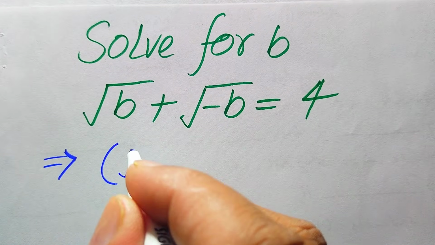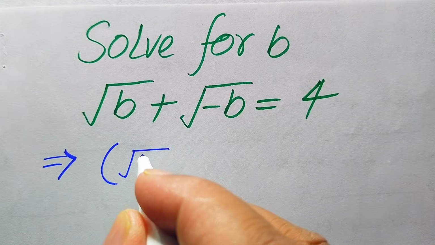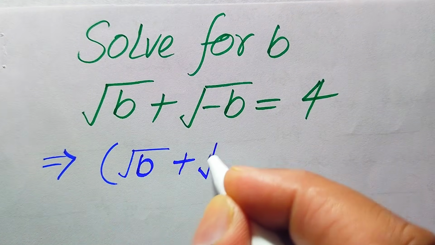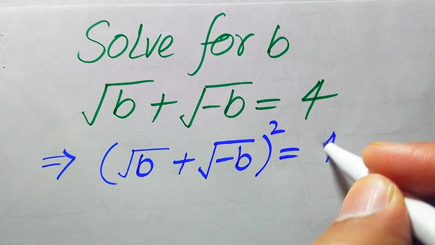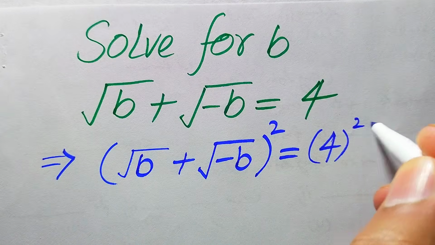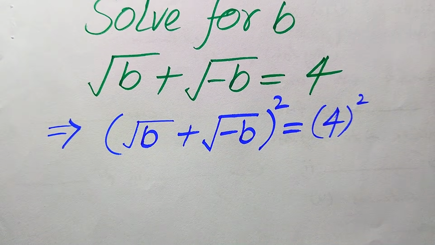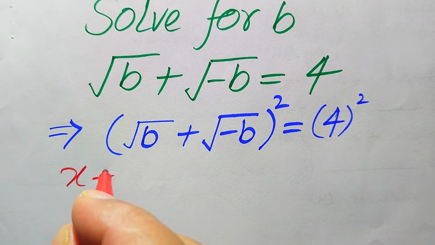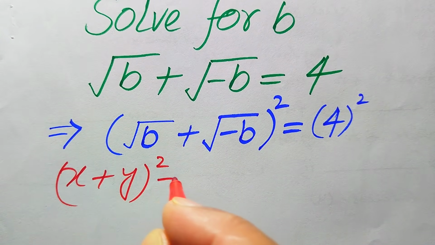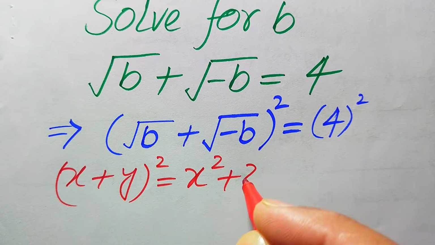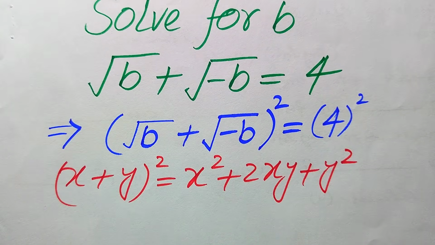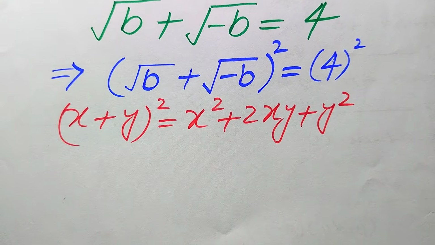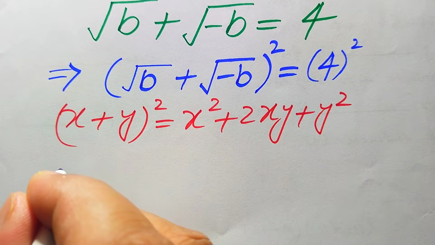When we apply squaring on both sides, it is written as (√b + √(-b))² = 4². Further, in the next step, we use the algebraic formula you know: (x + y)² = x² + 2xy + y². According to this formula, we expand the left hand side of the equation in this form.